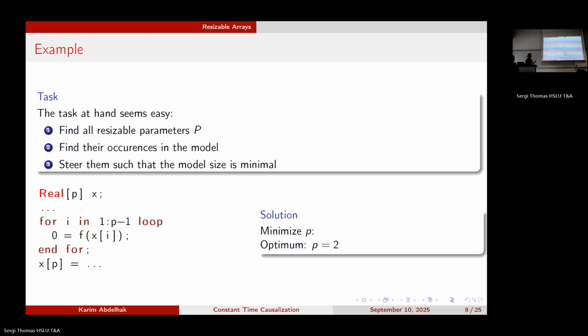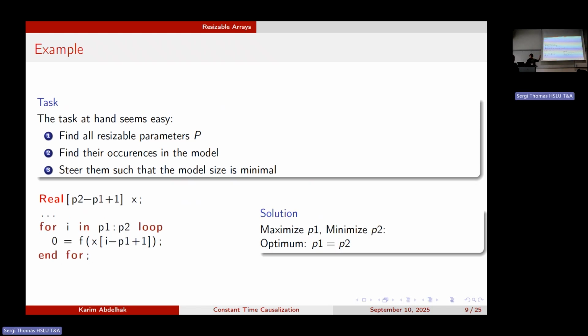But then we could have a certain assignment at some point, and to assure that this for loop occurs in the model, now we would have an optimum of p equals 2 for the minimal size. Now this looks like quite an artificial problem, but I can assure you there are models that use parameters and add them up to have certain array sizes. So the problem here is this steers the model size in a positive way. This steers the array size in a negative way. So we want to maximize P1 and minimize P2.